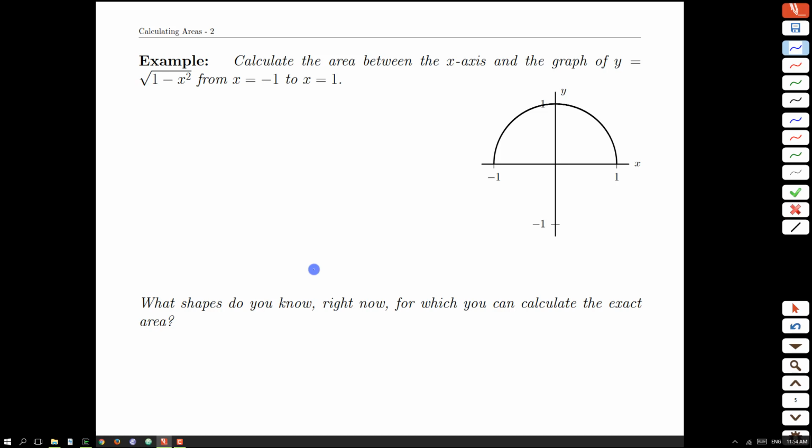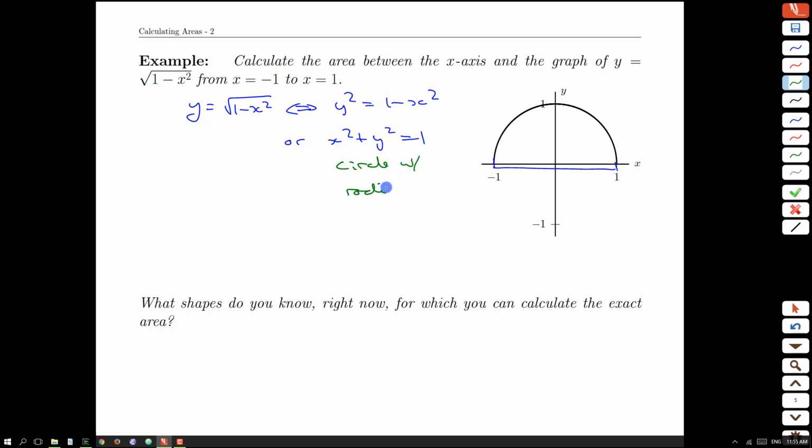What if we try to calculate the area between the x-axis and the graph of y equals the square root of 1 minus x squared, again on a specified interval, -1 to 1 in the x's? Well, that looks more complicated on the face of it until we recognize that y equals the square root of 1 minus x squared is equivalent to y squared is 1 minus x squared, or x squared plus y squared equals 1, which is a circle. And more specifically, a circle with radius 1.